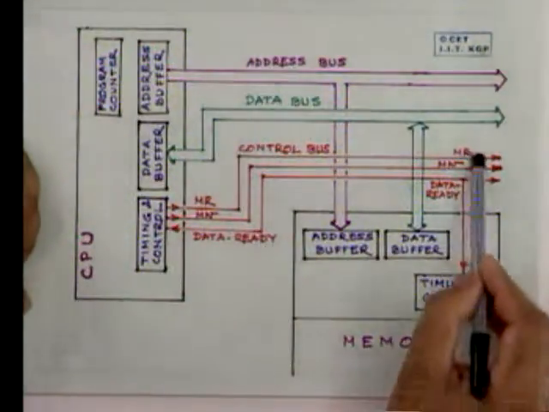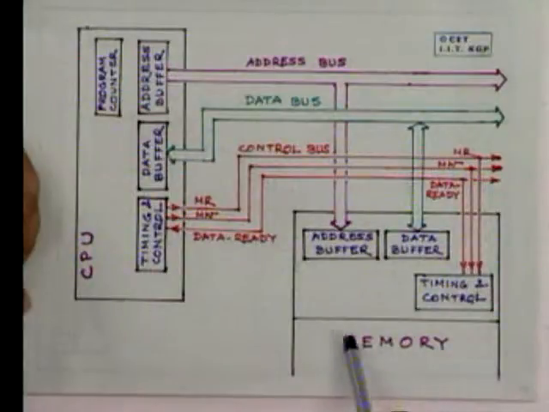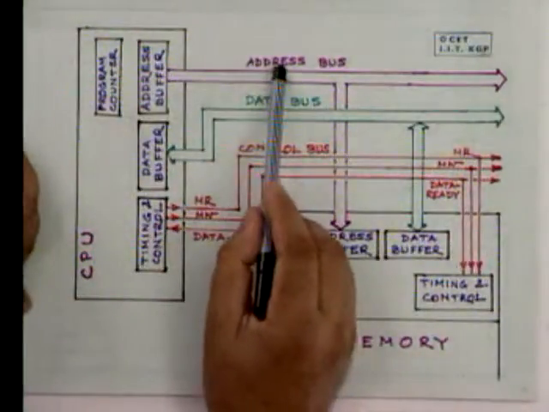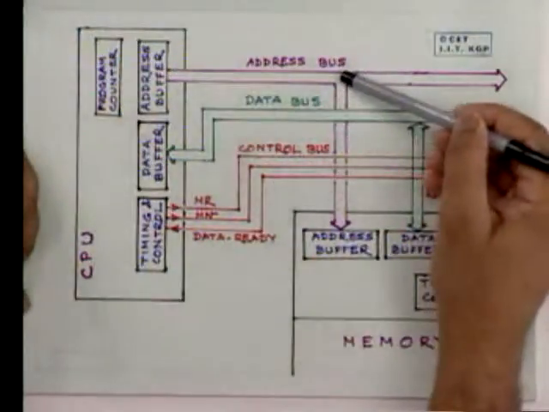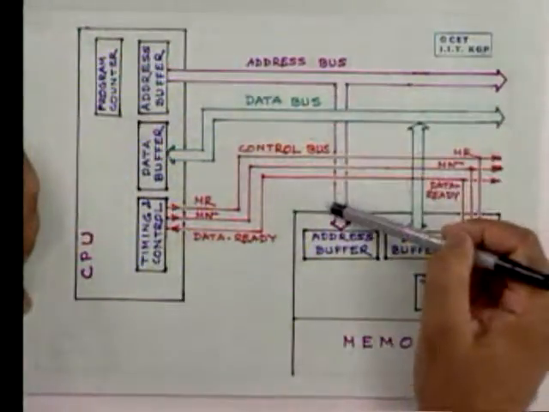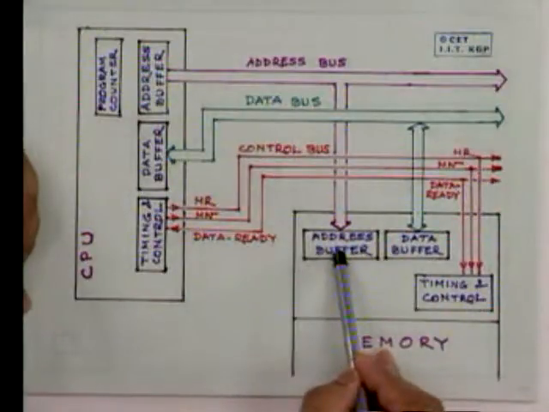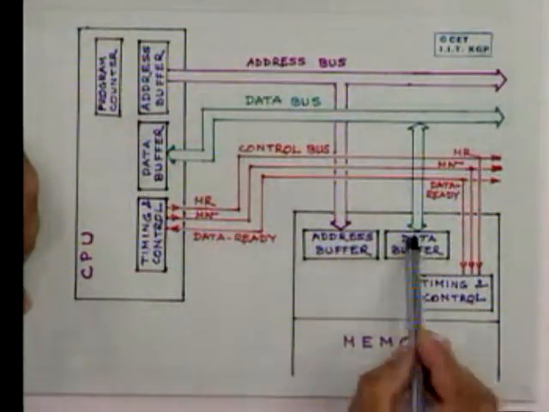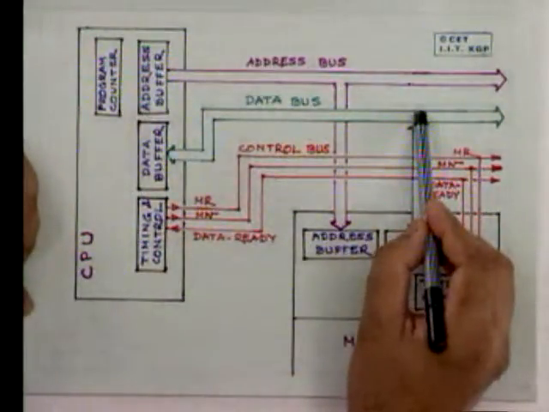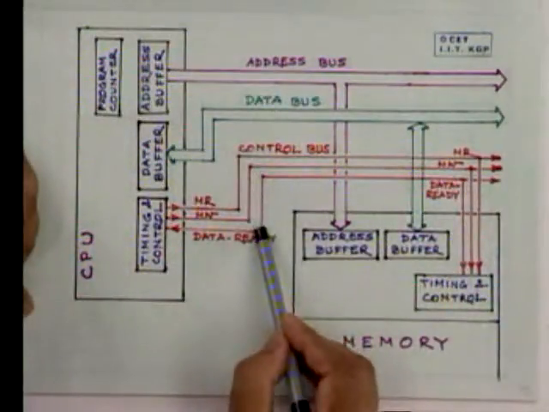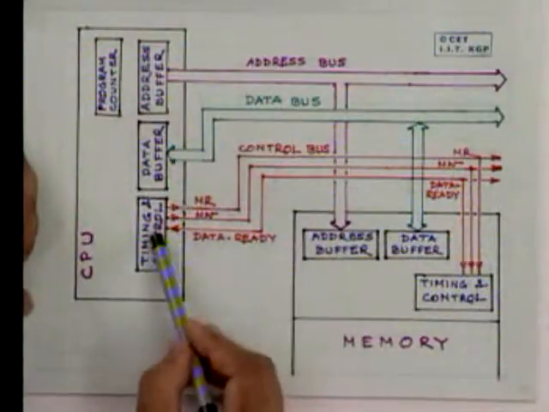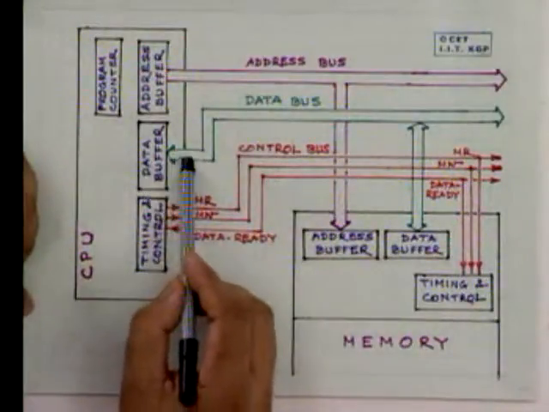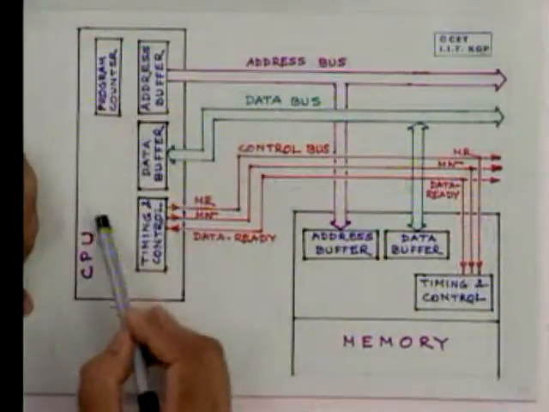On getting this control signal, memory reads the data at the location contained in the memory address register, that means contained in the address bus which has been latched into this address buffer here. Data is thrown into the data bus, okay, and the signal data ready is sent to the CPU saying that data is ready. Then the CPU can take the data or latch the data into the data buffer, okay.